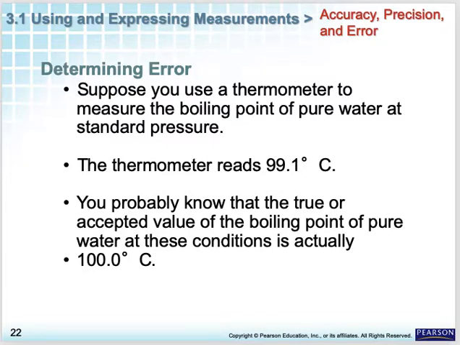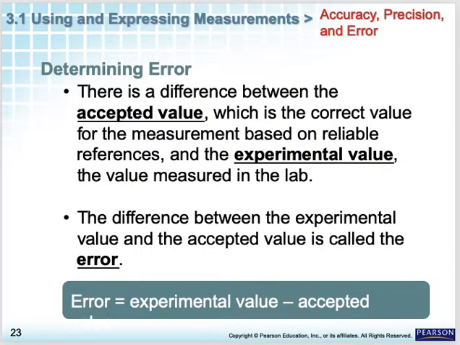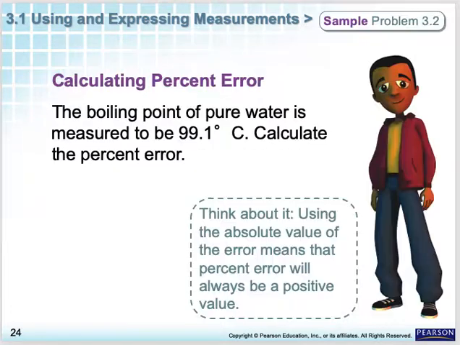Since it should read, in this case, 100 degrees, but it's reading 99.1, the error would be the subtraction of those two. So determining error is just the experimental value minus the accepted value. We typically do this in the lab as percent error, which means we divide by the true value. So the boiling point of pure water is measured to be 99.1.